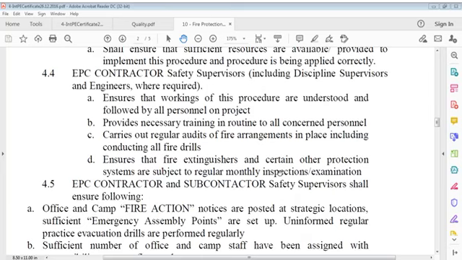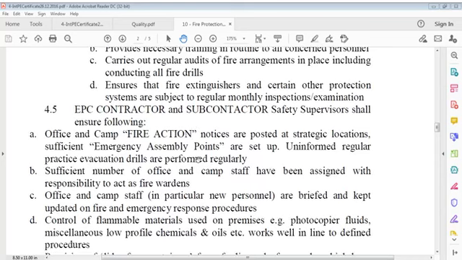Provide necessary training and routine to all concerned personnel, carry out regular audits of fire arrangements in place, including conducting all fire drills. Ensure that fire extinguishers and certain other protection systems are subject to regular monthly inspections and examinations.